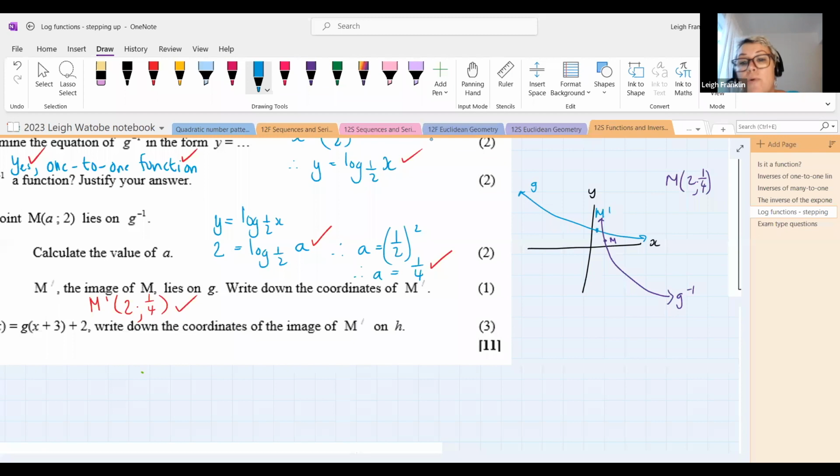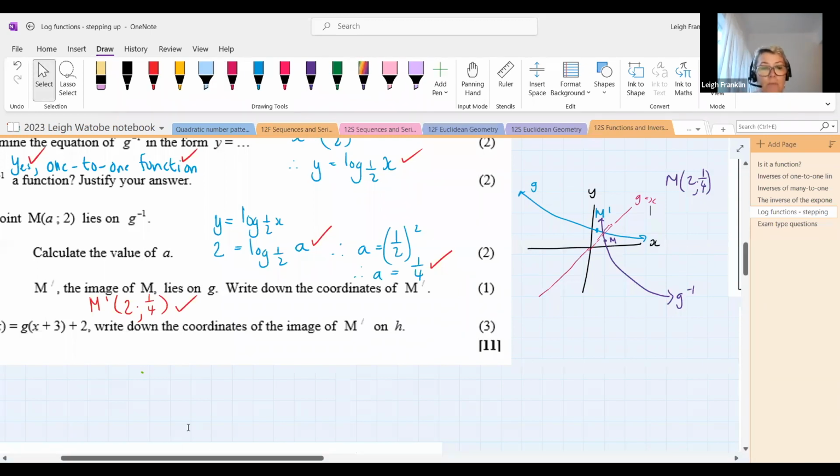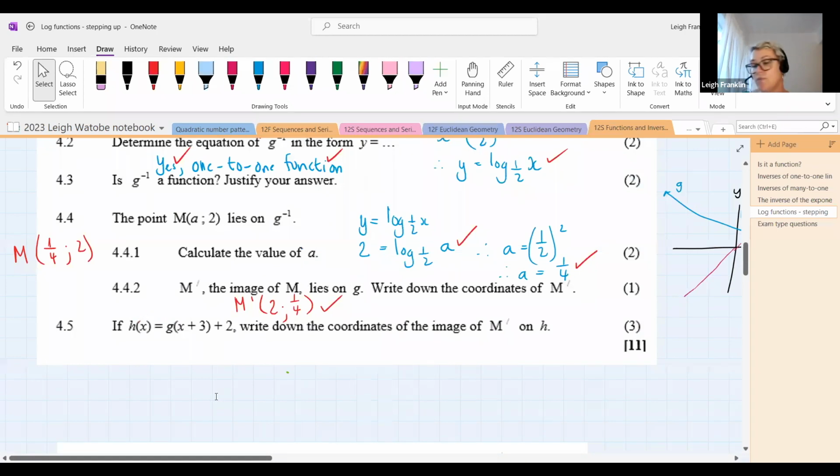So there's M prime. It's a reflection of that point over the line y equals x, which you guys know comes through here. There's your line y equals x. So if M is 2 and a quarter, we would switch our x and y coordinates around. That's where it comes from. When we reflect over the line y equals x, our x and y coordinates switch around.